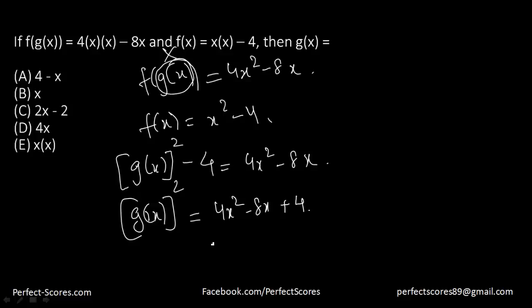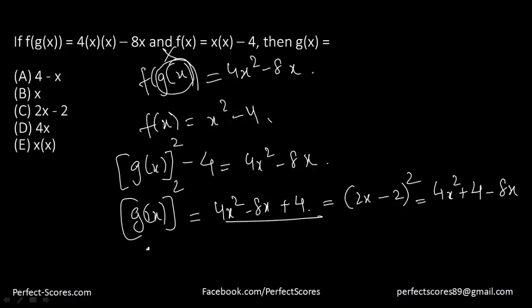Right, so that's there. So this is actually equal to 2x minus 2 whole square, because if you find 2x minus 2 whole square, that is going to be equal to a square plus b square minus 2ab. So that's equal to 2x minus 2. That means g of x is actually equal to 2x minus 2, and here is your answer. Pretty easy. Yeah, so let's see the next question.